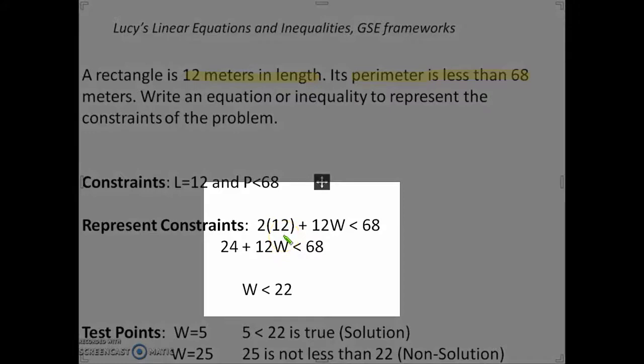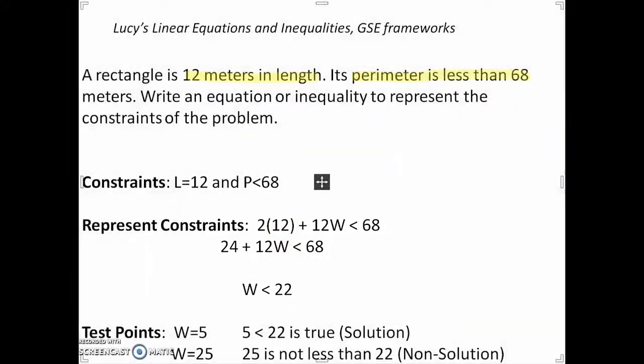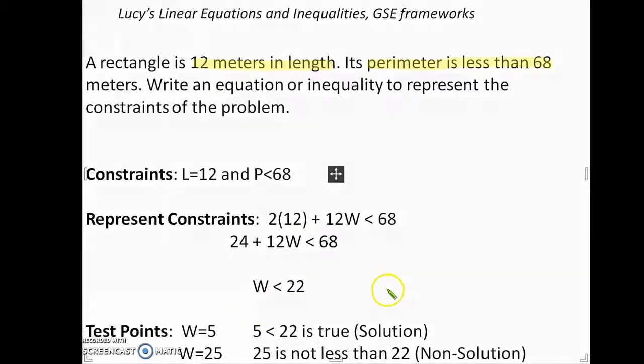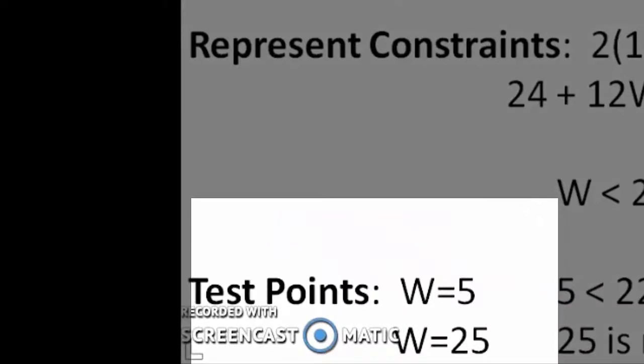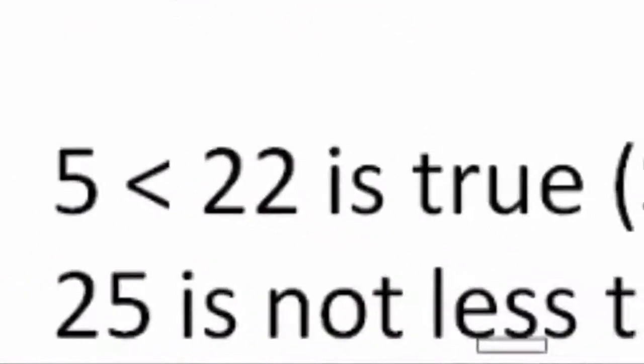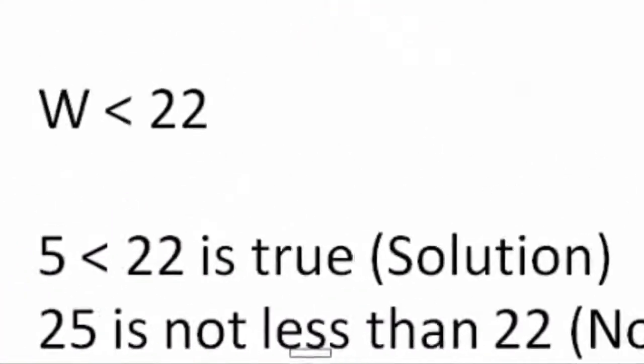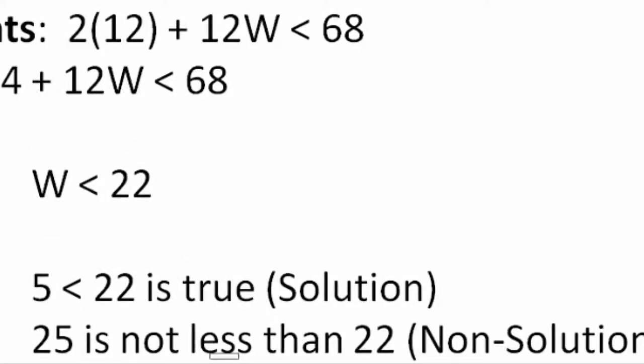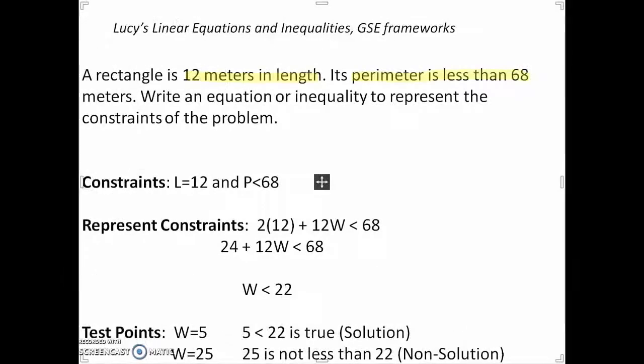Now, the last part, our students are going to have to test points to determine if it's a solution or a non-solution. So I gave the example W equal to 5. Well, since 5 is less than 22, and that is true, it is considered a solution. W equals 25, however, is not less than 22, so it is a non-solution. So the 3 things our students are going to have to do is identify constraints, represent them within the equation or inequality, and then be able to tell if it's a solution or non-solution by testing points.